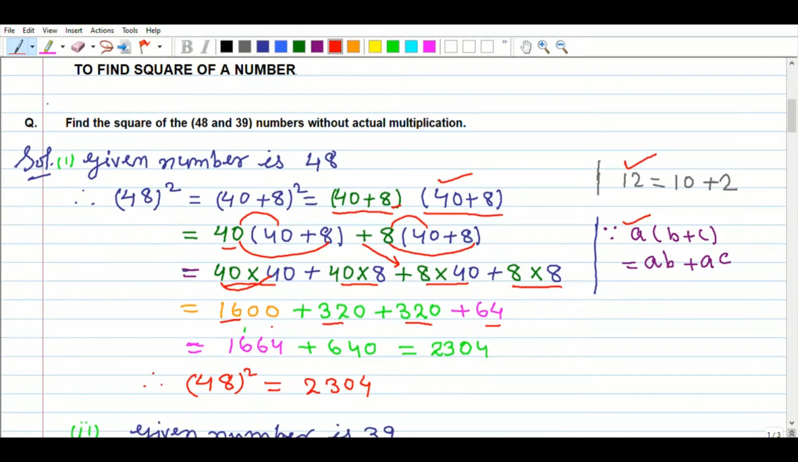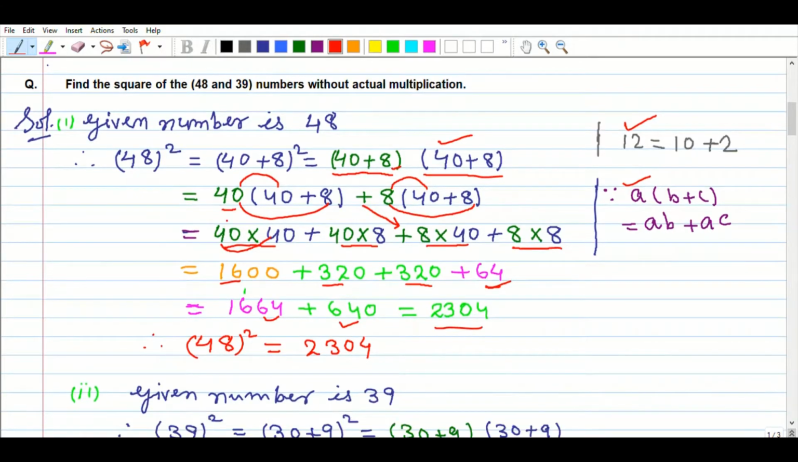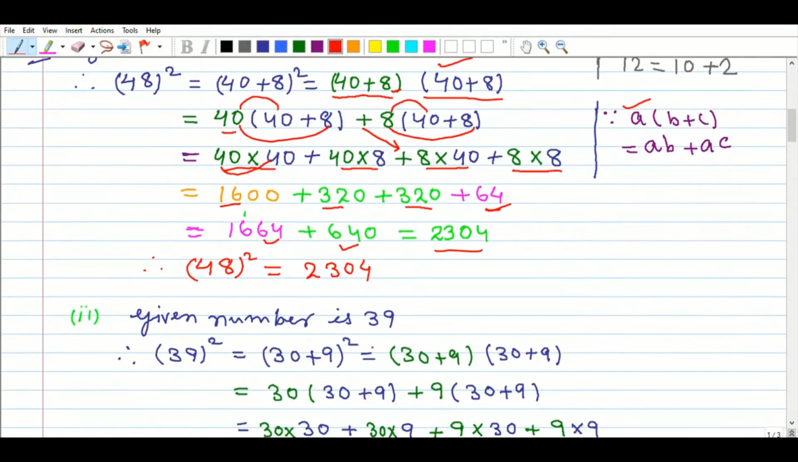After adding it, first of all you see 1664 I have taken, and here is 640, we get 2304. So thus, or therefore, 48 square equal to 2304. Is it clear? Then the second number I have taken is 39. I also use this one. 39 I expanded as 30 plus 9. Very good.